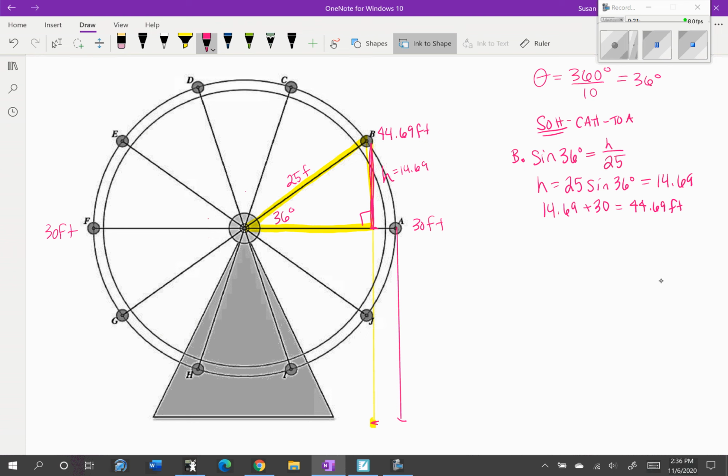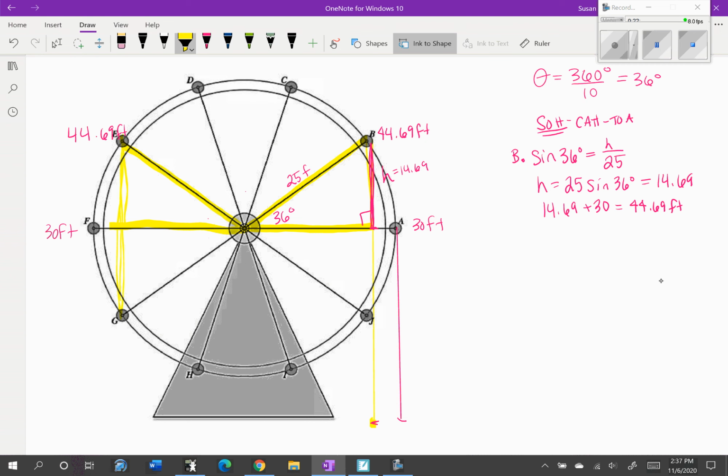So looking at your triangle, you'll notice that it has some symmetry. So we can think of this as a triangle. Think about if you were to reflect it across, if there was a y-axis. Notice that it would match up with this triangle right here. And so that means that B and E are at the same height, right? So this is also 44.69 feet.